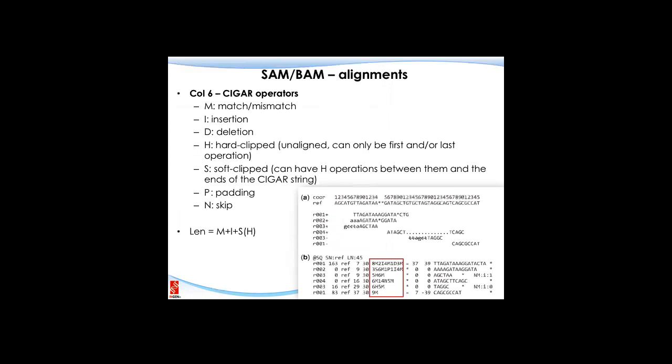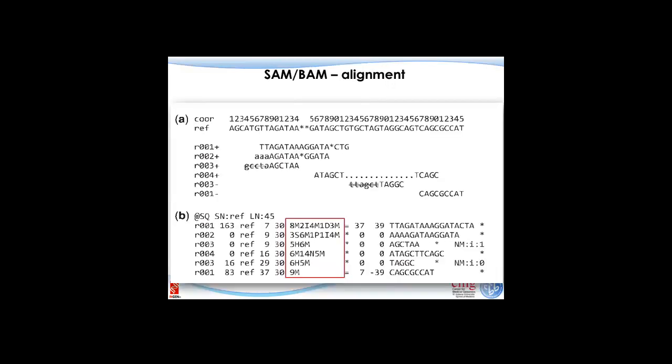So let's get back into it to see what this really means. I'm making this bigger. Very, very important. So the first one is, this is the reference genome. This is the genomic location coordinates.